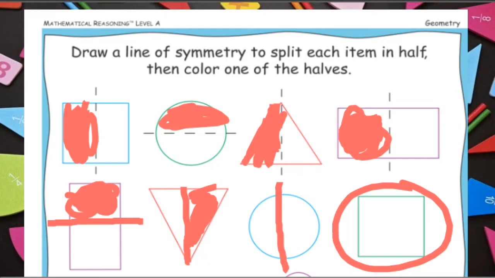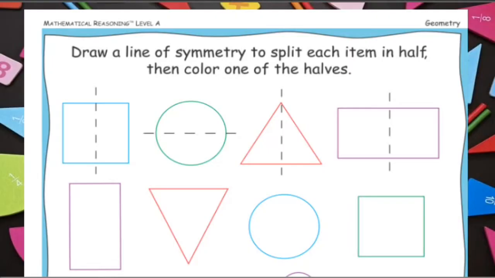Let's make that equal. Yes. Oh, let's try again. You must make sure the line goes through the what? The middle. Good. I think this is better, right? Very good. So I'll color one half.